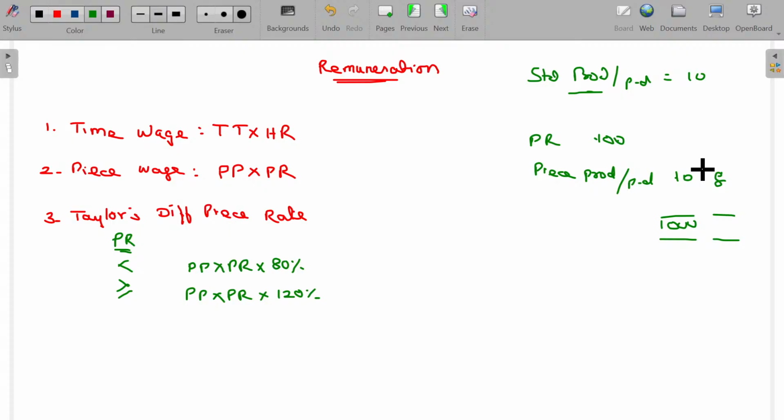But Taylor says no. The minimum number of units you have to produce is 10. If you produce less than that, whatever the piece rate, I guarantee that only 80% is payable. So 100 into 8, 800, and in that 80%, 640 only will be payable. Why, sir? If you come and produce just one unit, as per my guarantee, 100 into 1, 100 rupees you will be getting.